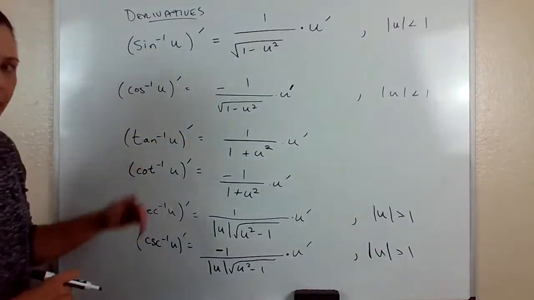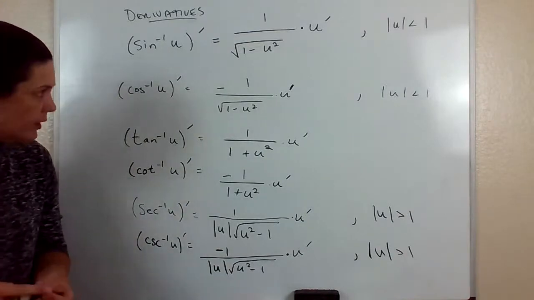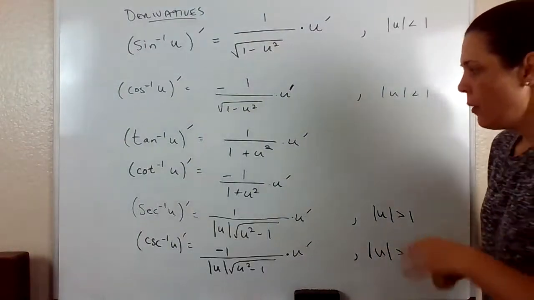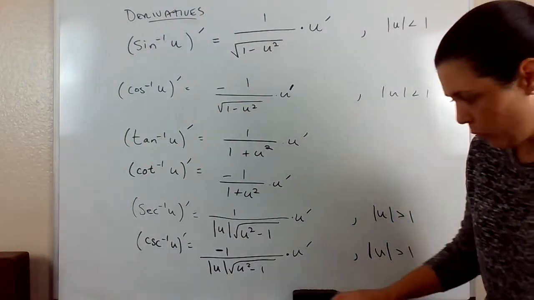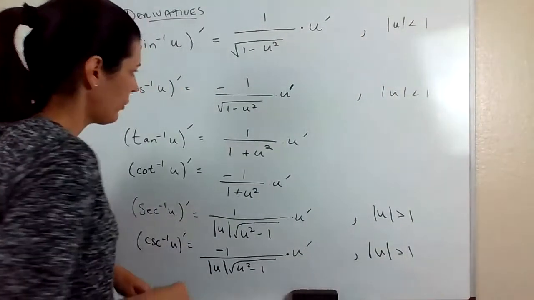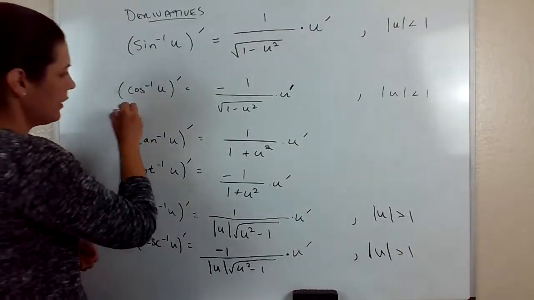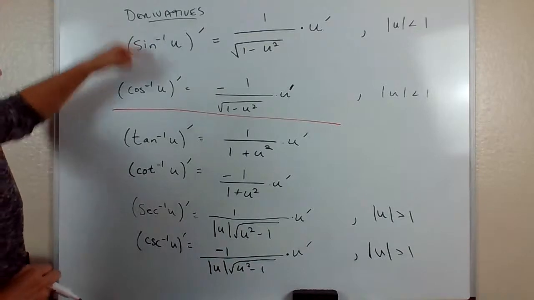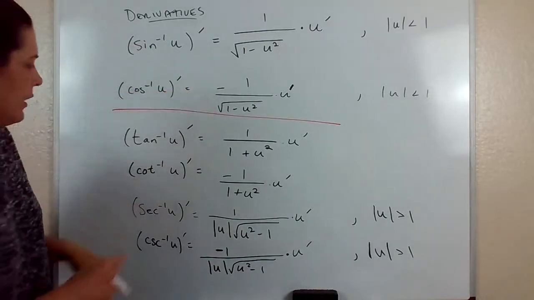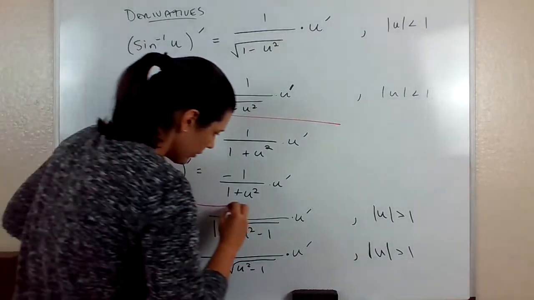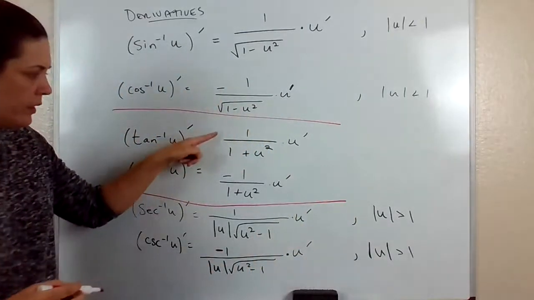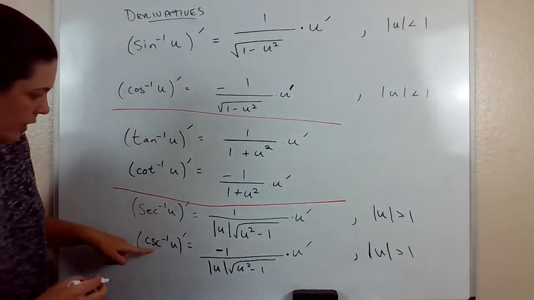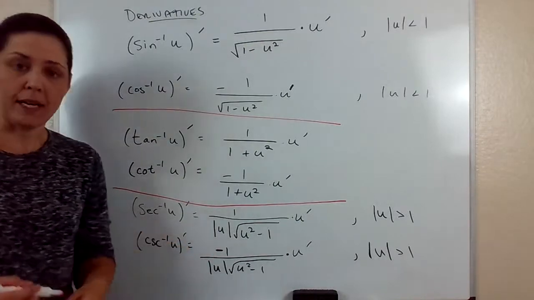So there's your 6 derivatives of your inverse trig functions. We're going to go through some examples now, but just to say it one more time, you really only have to remember 3 things, because for sine and cosine inverse, the derivatives only differ by a minus sign. Tangent and cotangent inverse, the derivatives only differ by a minus sign. Same thing with secant and cosecant inverse. The only difference is a minus sign.